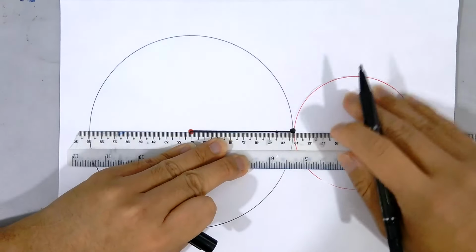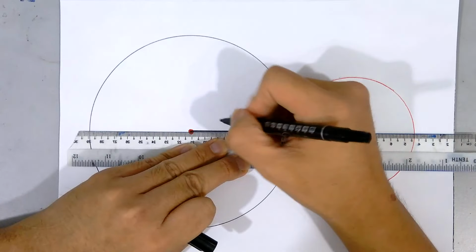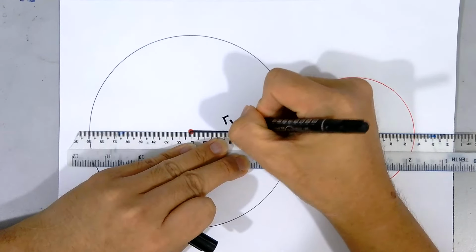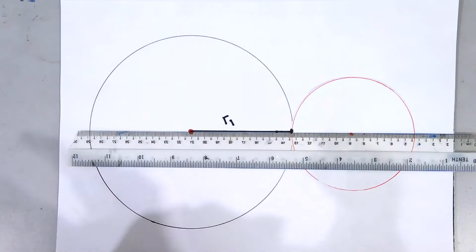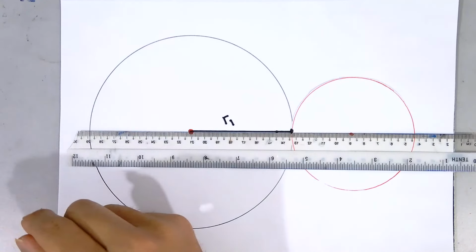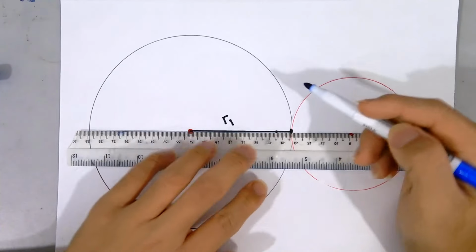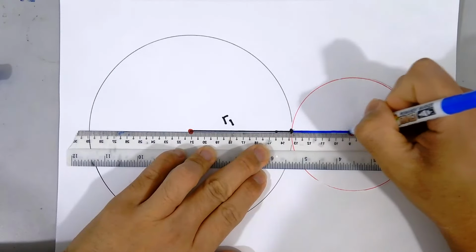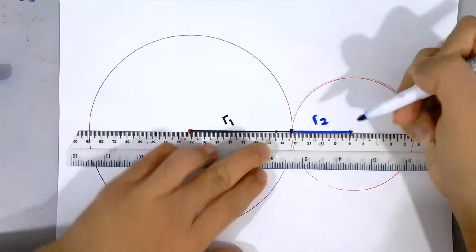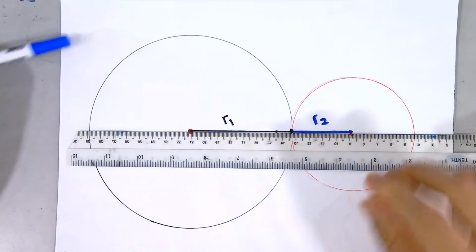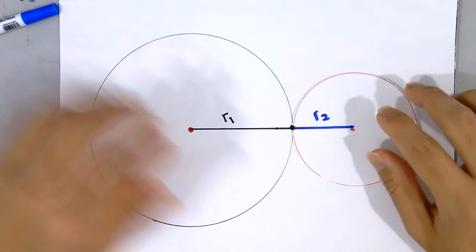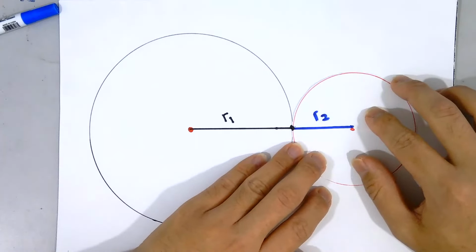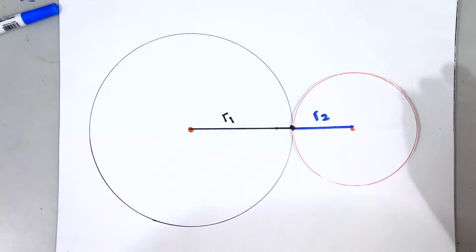So if I'm going to draw between these two circles, I'm going to label the radius of this circle R1, and the radius of the second circle R2 with a blue pen. So R1 and R2. Remember, there are two circles, and these two circles are intersecting at a point. All right, or we say that they touch externally.